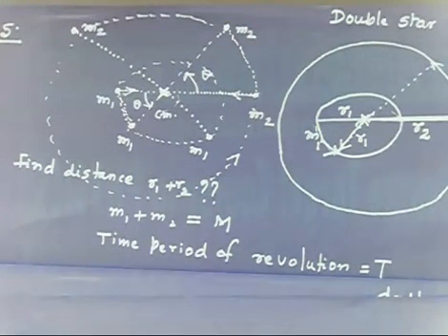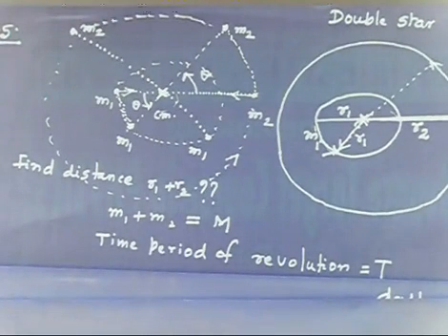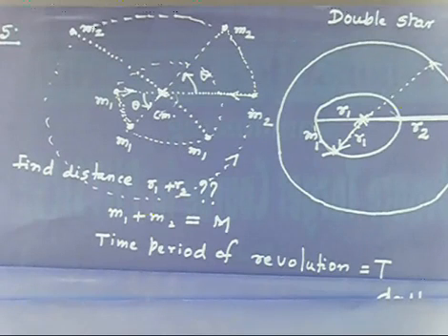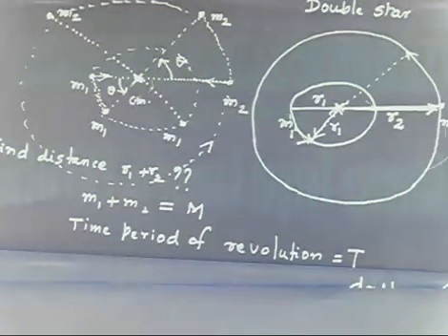Now the question says, so let me read the question. Find the distance between two components. So you have to find the distance r1 plus r2. So you solve it yourself. Now I will give you some hints. First hint is, you write down the equation of circular motion, that is, force towards the center is equal to mass into acceleration. And then from there you find the time period T, 2 pi r by v. And then you do addition, you will get the result.